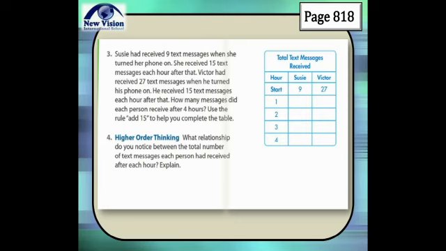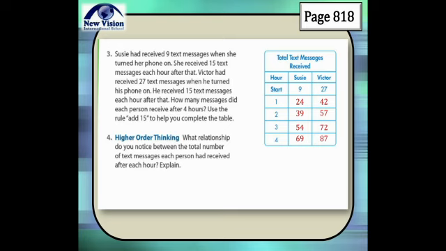So let's start with Susie. She has 9 at start. So 9 plus 15 is 24 plus 15, 39 plus 15, 54 plus 15, 69. For Victor, let's start with 27 plus 15, 42 plus 15, 57 plus 15, 72 plus 15, 87.